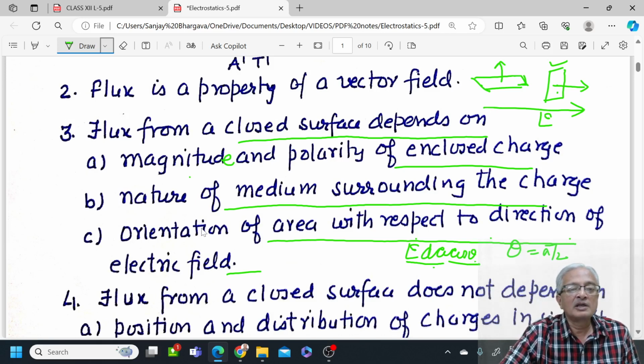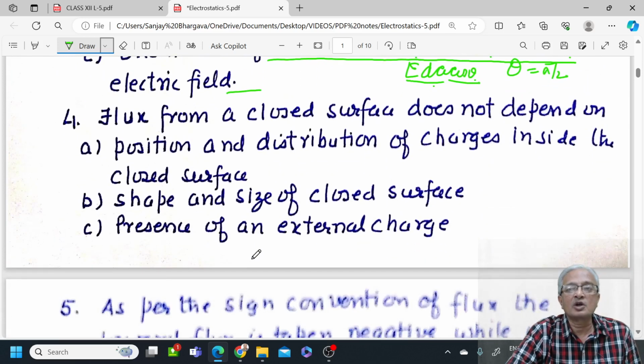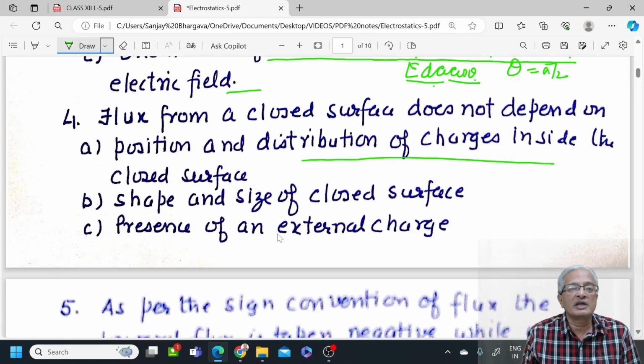Now what does the flux from a closed surface not depend upon? It does not depend upon position and distribution of charges inside the closed surface. So in a closed surface, whatever be the position of the charge, how they are distributed does not make any change on the number of field lines passing or coming out of that surface. Suppose I have a single charge of 5 coulomb, or I may have charges of 1, 2 and 2 coulombs. In both the cases, the flux from the closed surface would come out to be equal. That is why we say it is independent of position and distribution of the charges.